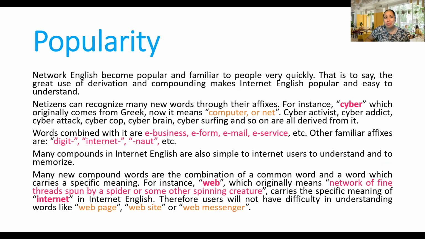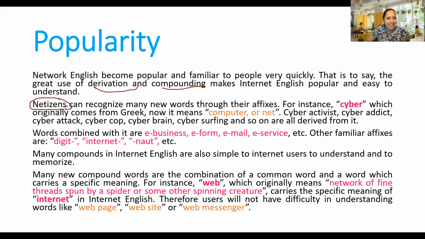So when we're talking about popularity, we talk about being in the network, using the English language, it has become very popular and familiar for people. And that's why very quickly it's changing. So there is the use of derivation and compounding. We talked about them before, so you already know what it is. It makes the internet popular and easy to understand. Why does it make it like this?